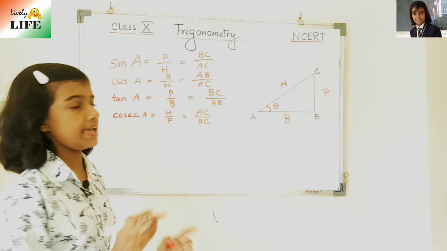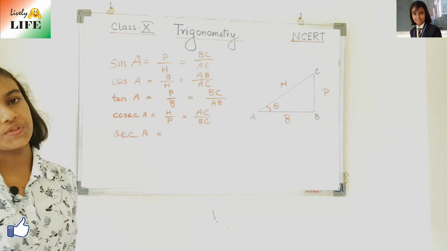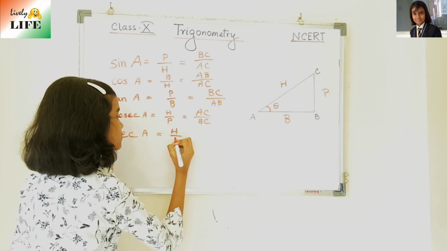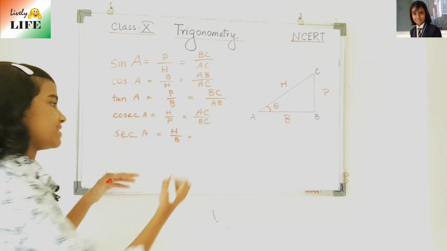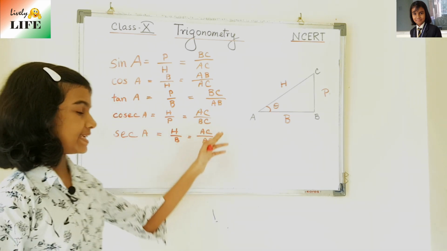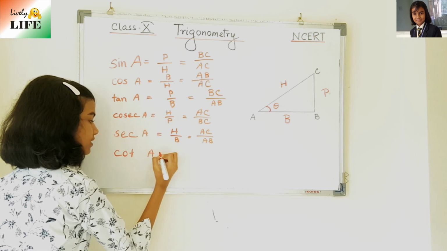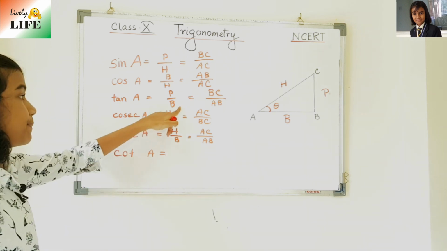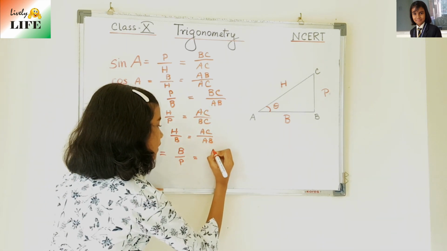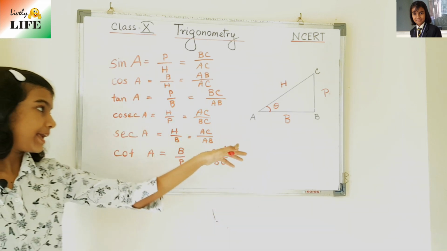And then is sec A. Sec A is the reciprocal of cos A. So sec A is H by B, hypotenuse by base. H is AC and B is AB, so sec A is AC by AB. Now let's move to the last one, that is cot A. Cot A is the reciprocal of tan A. It means it is base by perpendicular, B by P. B is AB and P is BC. So cot A is AB by BC.